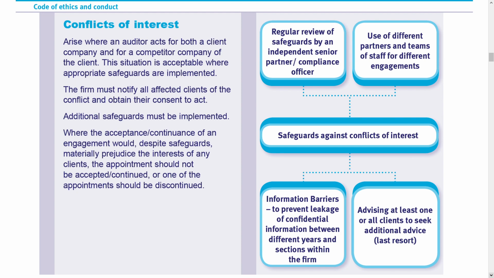Next, additional safeguards must be implemented. Where the acceptance or the continuance of an engagement would, despite the safeguard, materially prejudice the interest of any client, the appointment should not be accepted. I'm reading from the left hand side, not the diagram yet. Where it can materially harm the interest of any client, you should not take that appointment, even though the safeguards are in place.